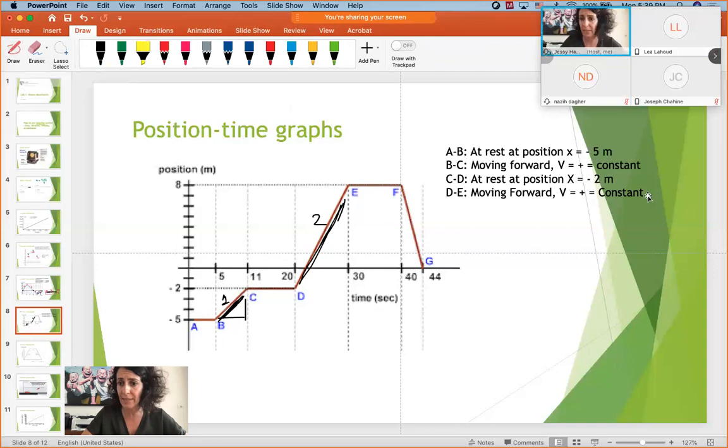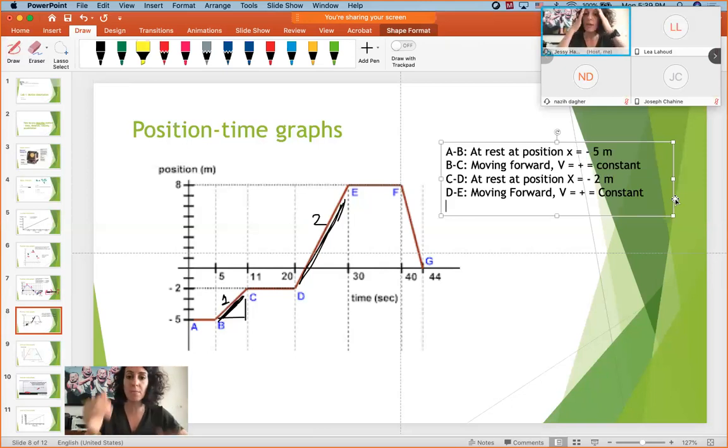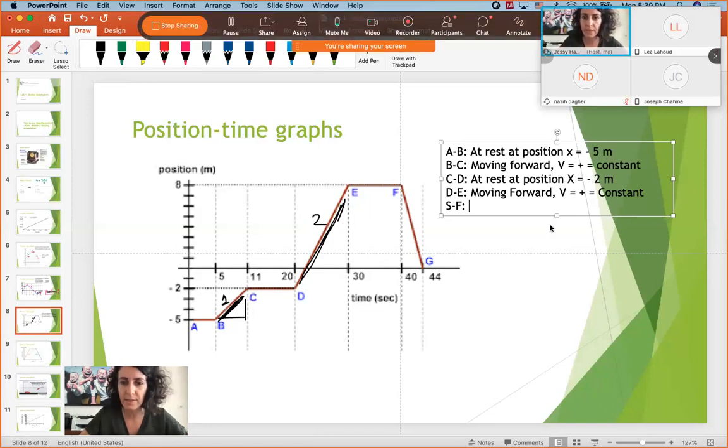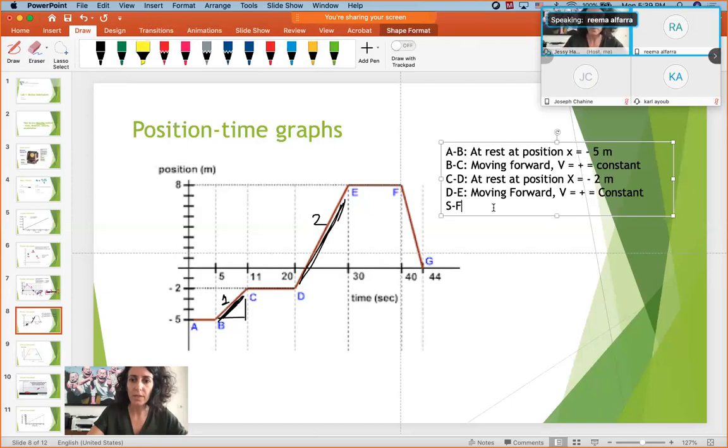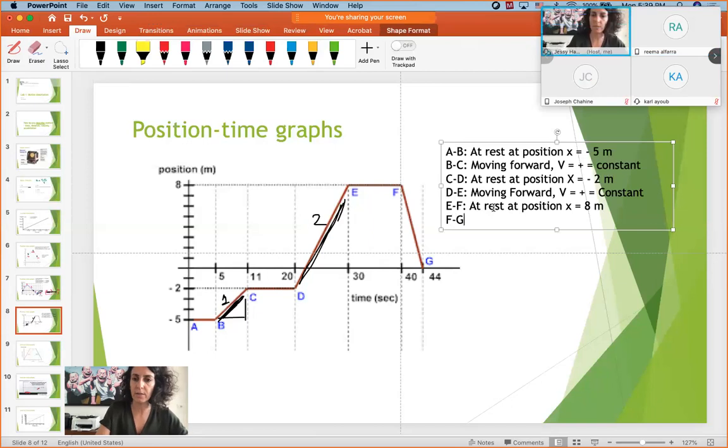Let's continue. E and F. Anybody other than Leah? I would be happy to listen to Joseph and Rima. So E and F. Who else? Is it at rest? Yes, it is at rest. So not moving, or let me say at rest, at position what? 8 meters, right? Yeah.